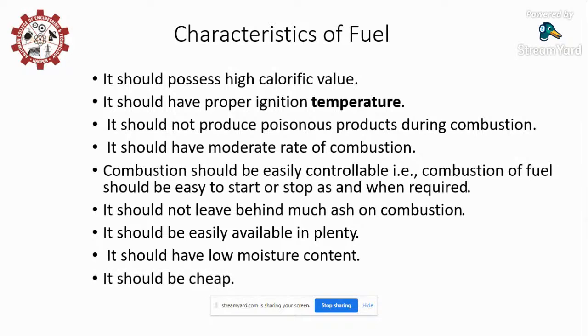It should be cheap, yes. It should be available for everyone, because everyone needs food, and food is being prepared with the help of fuel only. So this becomes one of the commodities for everyone from every corner of the society.